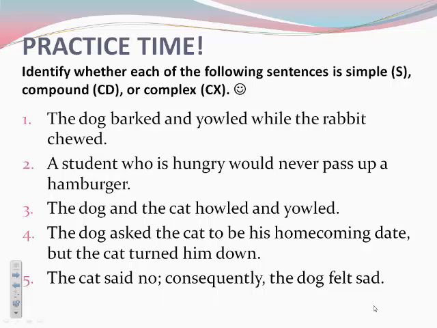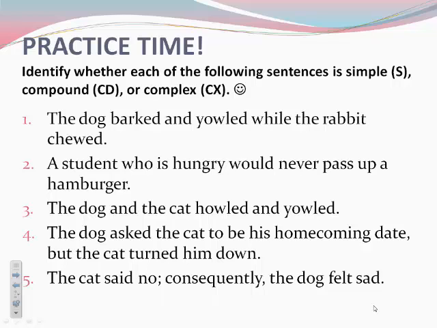Okay, and for the last section, you're going to identify whether each of the following sentences is simple, compound, or complex. And I want you to write S, CD, or CX just over to the left of each of the numbers, okay? So, like next to number 1, you would look and see what the sentence says. The dog barked and yowled while the rabbit chewed.